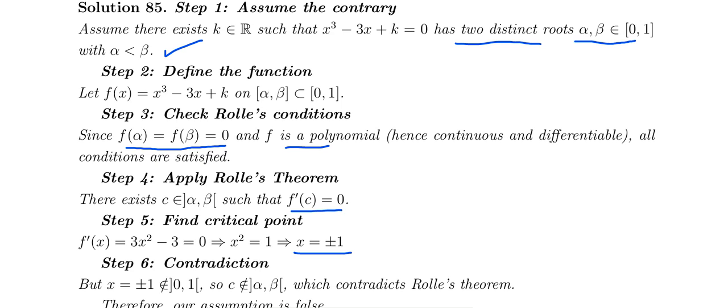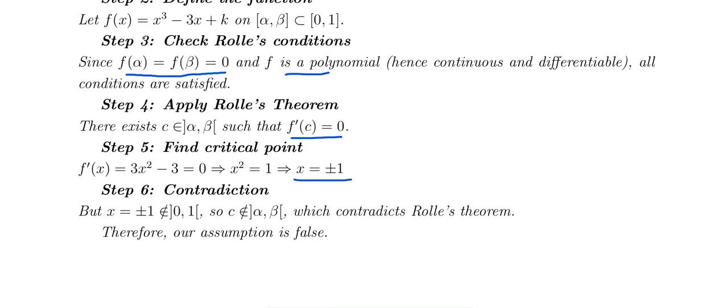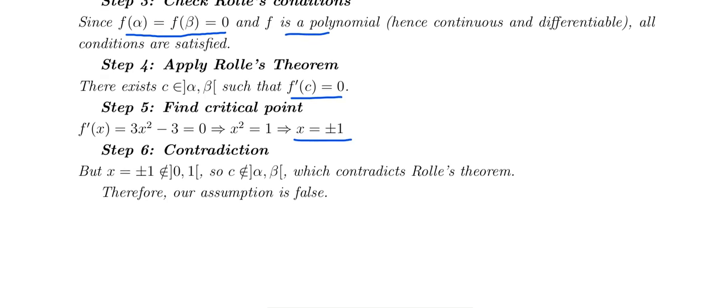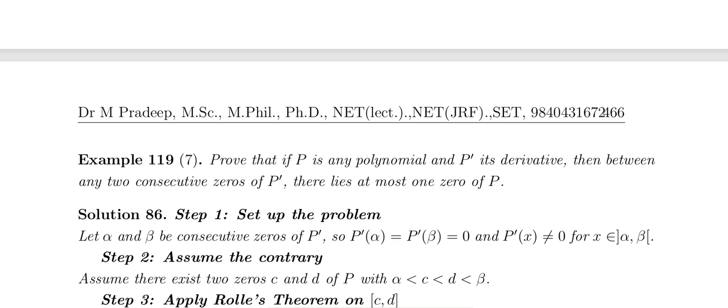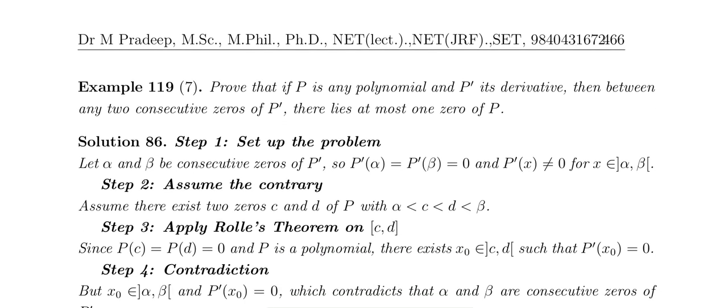x equal to plus or minus 1 என்றால் இந்த open interval 0 comma 1-ல் plus 1 இருக்காது, minus 1 இருக்காது. So c என்பது not belongs to alpha comma beta, open interval alpha comma beta. So that contradicts the Rolle's theorem. So assumption is false. என்ன assumption? ரெண்டு distinct root இருக்கும் என்பது assumption is wrong.